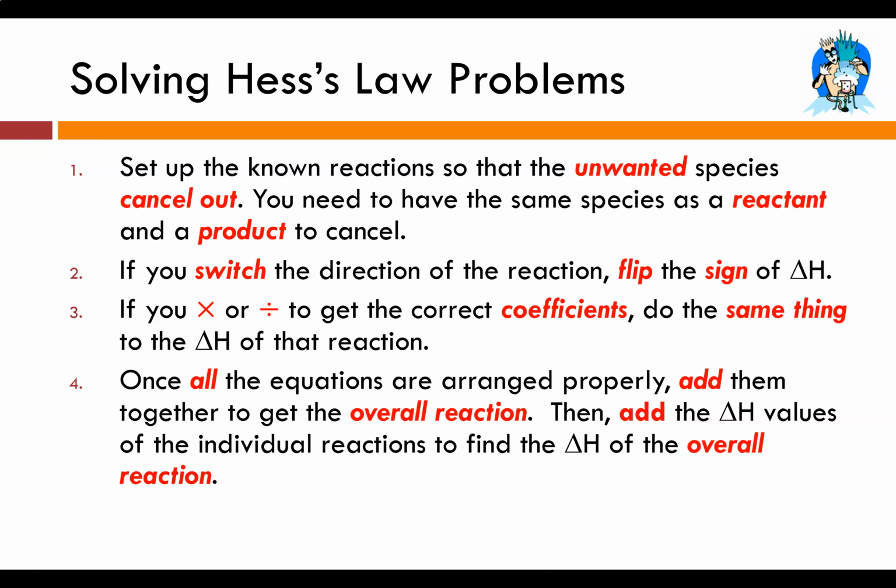Once all of the equations are arranged properly, you can't have just a couple of them in the right spots. Every single sub-equation or known reaction has to be lined up and ready to go. Then add them all together to get the overall reaction. You'll be able to cancel out everything you don't need. And once you have the overall reaction matching the goal reaction, add up the delta H values of the individual reactions so that you can find the change in enthalpy of the overall reaction.